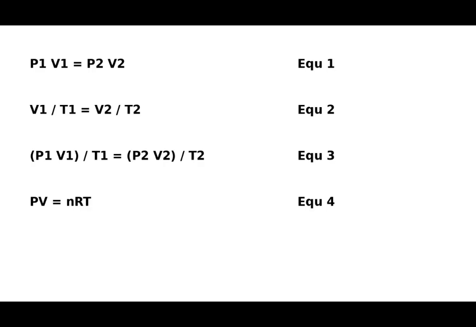The ideal gas equations explained from Boyle's and Charles's laws are as follows. Equation 1 shows the equation of Boyle's law. This states that the volume, V, of a fixed mass of gas is inversely proportional to its pressure, P, at constant temperature, that is V equals K/P, where K is the constant, as shown in equation 1.